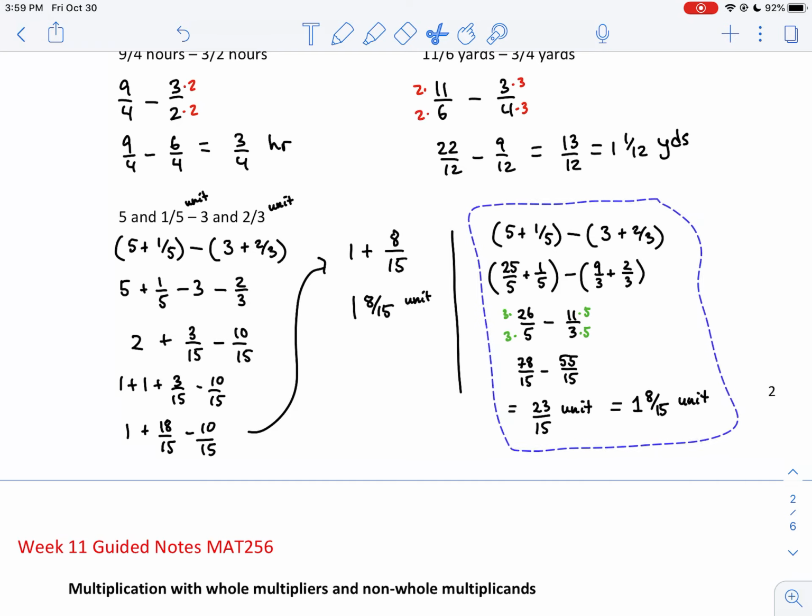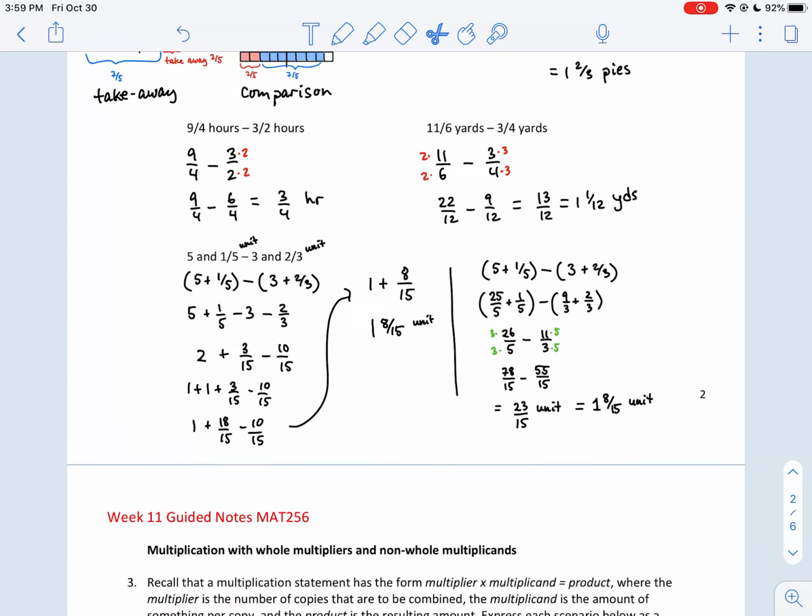For efficiency's sake, I think I like this idea better. Just make the mixed numbers into improper fractions, then get a common denominator, and then just subtract.